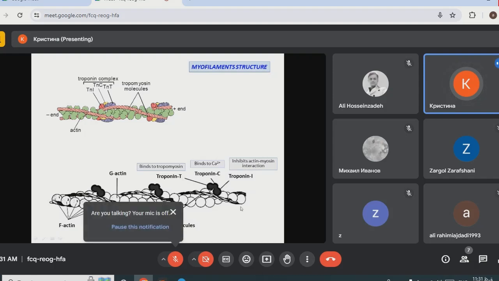Here the same. So in the resting state, the troponin-tropomyosin complex masks or closes the active center of the actin molecule, which is designed to attach to the myosin myofilament. So in the resting state, the troponin and tropomyosin molecules prevent attaching of the actin myofilament to the myosin myofilament and prevent contraction.